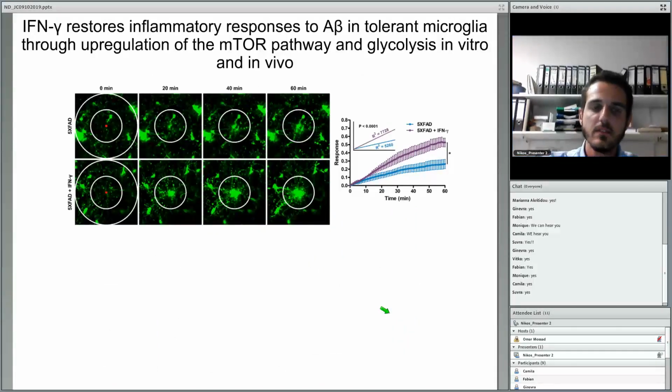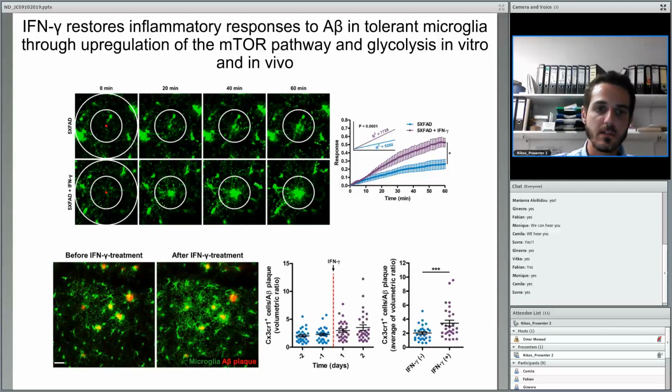So then these in vitro data were convincing enough for them to continue to an in vivo model, and now try to see whether administration of interferon gamma systemically before the laser ablation and in vivo imaging is actually affecting the microglia response towards this tissue ablation. And basically what they see is that comparing the 5xFAD now with the injected ones, with interferon gamma, there is a rescue in the response, and they are actually faster in responding to this tissue laser ablation.